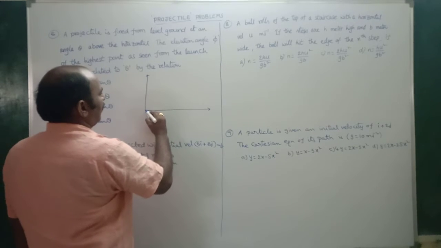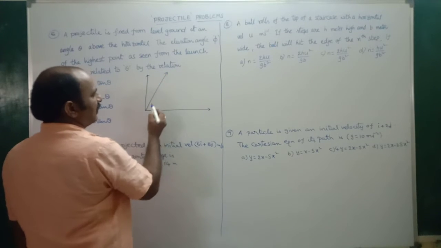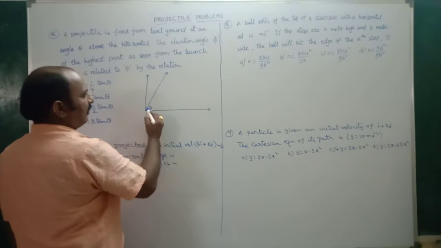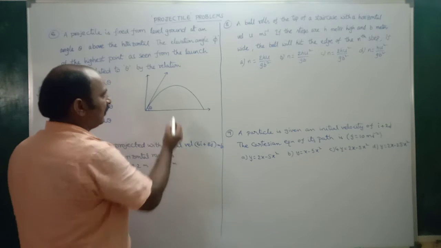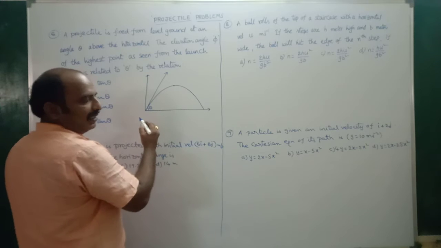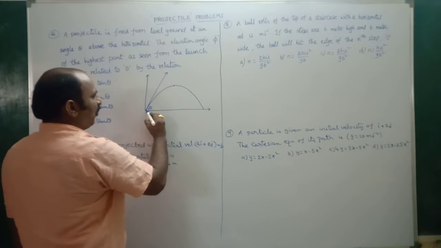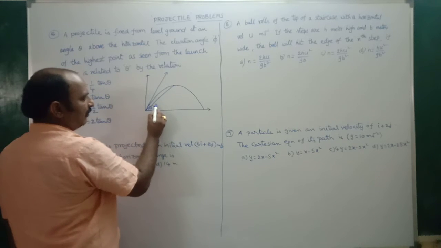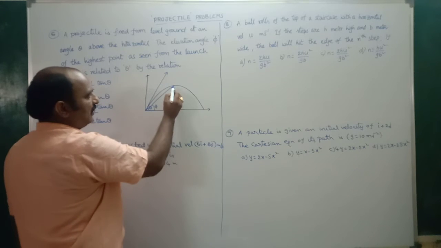a projectile is projected from an initial point which makes an angle theta with the horizontal. This is theta. Now it moves along a parabolic path, you know. This is the highest point. Now what is the launching angle? That means the elevation angle of this highest point from the launching point. This is elevation angle phi.